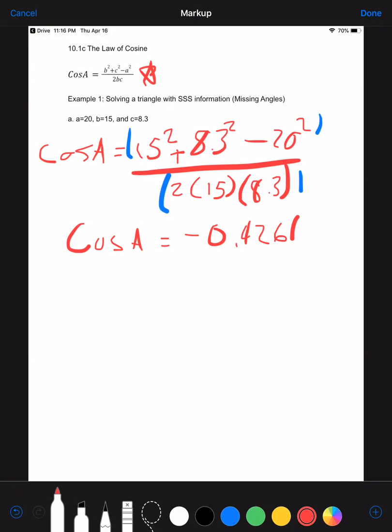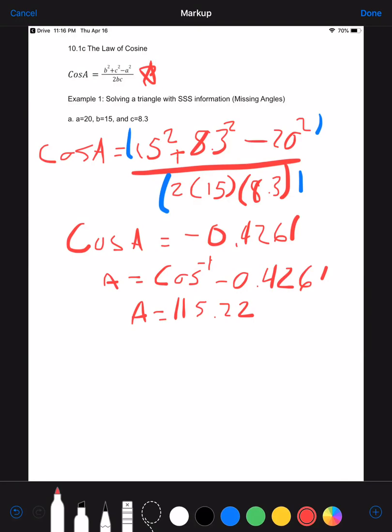So our next step, we have this cosine A, but we want to find just A. So we're going to do A is equal to the inverse of cosine, and then our number, so negative 0.4261. When you do this, you'll just do second cosine, that will give you the inverse of cosine. And you'll put in your number, so negative 0.4261. And our answer for A is 115.22. Okay? So that's our answer for A.